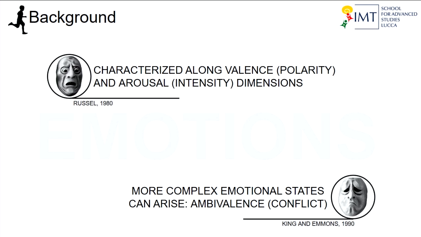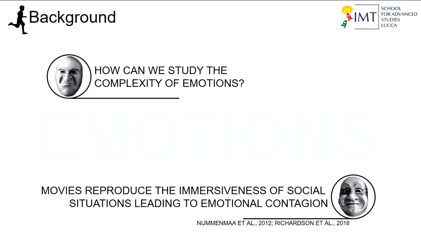But since emotions are multifaceted and complex, other states can also arise, such as ambivalence, which is the presence at the same moment of positive and negative emotions. So the question arises itself, can we actually represent and study the complexity of emotions? And one possible good way to do so is by using movies in our research, since movies can easily lead to an emotional contagion between the observer and the character state.